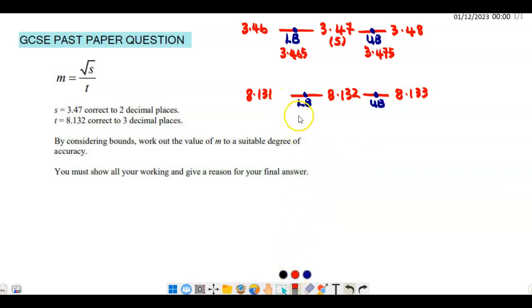So the middle number would be 8.1315. And for the upper bound, it's going to be 8.1325. So now we have found the lower and upper bound for both numbers. So let us input the values for the upper bound for m. So upper bound m.